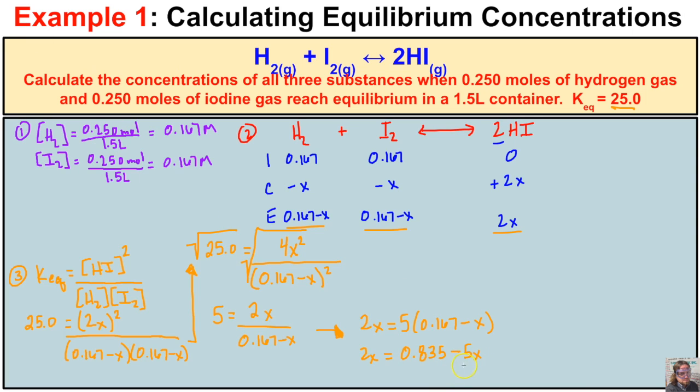If we add 5x to this side and to this side, we're going to end up with 7x equaling 0.835. And if we divide both sides by 7, x is going to equal 0.119.